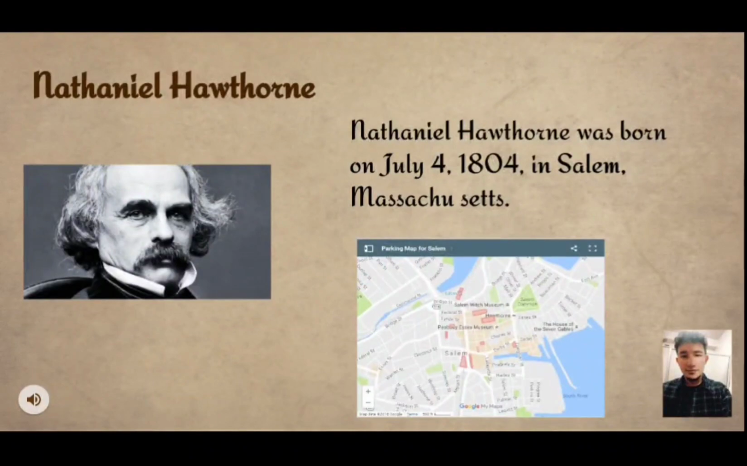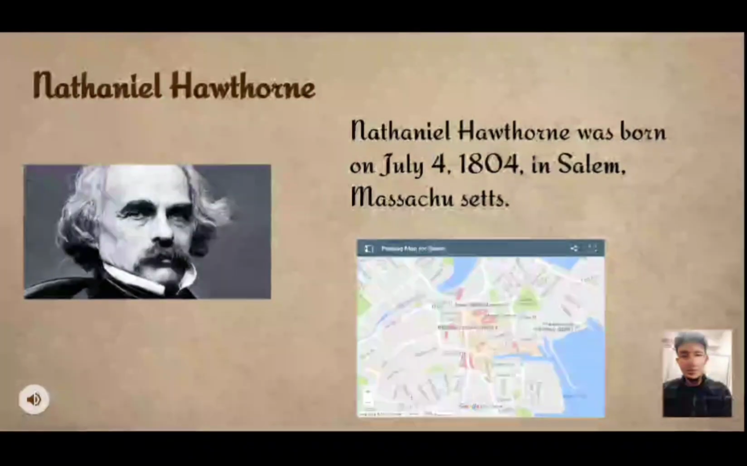Hawthorne's father, Nathaniel Hawthorne Sr., was a sea captain who died in 1808 of yellow fever, when Hawthorne was only 4 years old. He married Sophia in 1842. They moved to the Old Manse in Concord, Massachusetts, where they lived for 3 years. There he wrote most of the Mosses from an Old Manse collection.